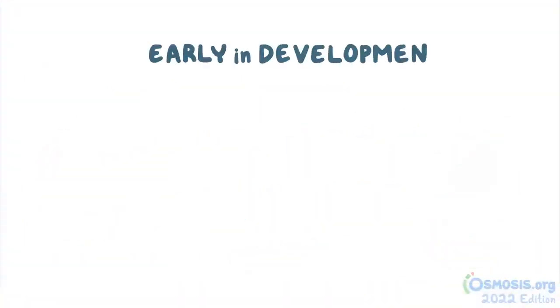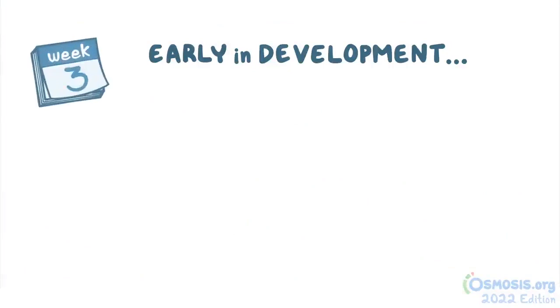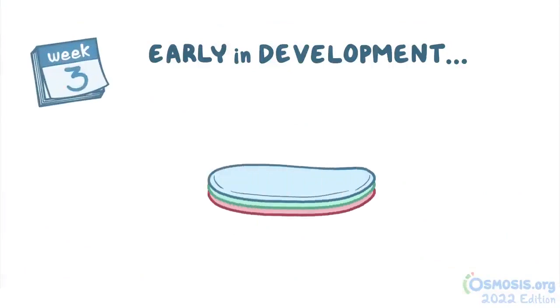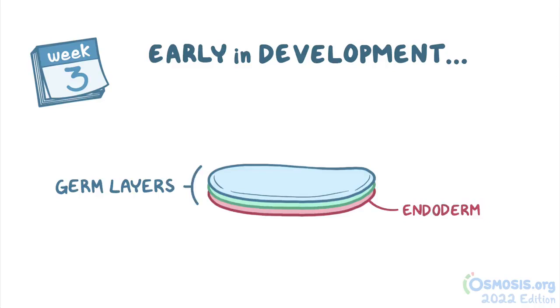Early in embryonic development, during the 3rd week post-fertilization, the embryo is a flat, disc-shaped organism made up of 3 layers of pluripotent cells called germ layers, which give rise to all the organs and tissues in the body. An inner layer called endoderm, a central layer called mesoderm, and an outer layer called ectoderm.